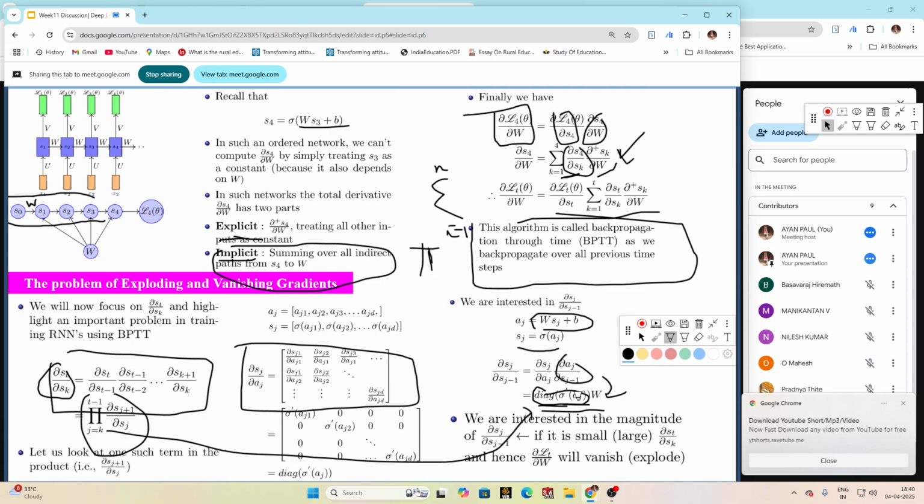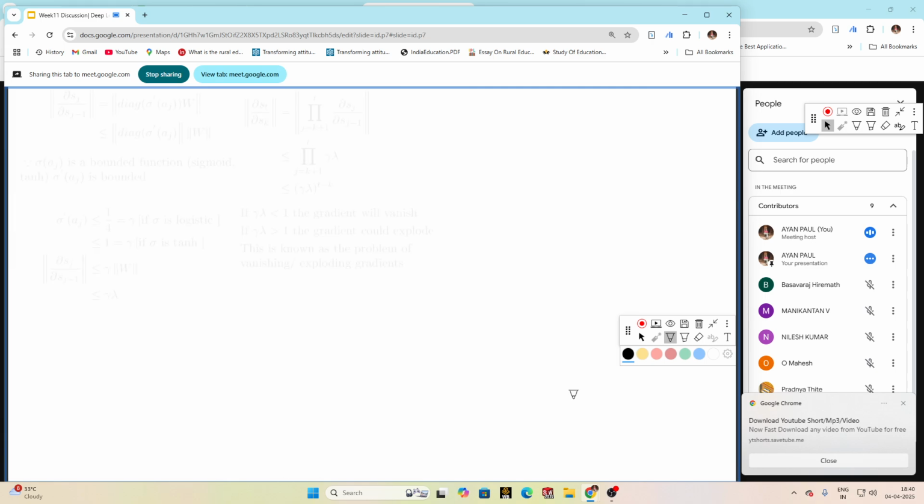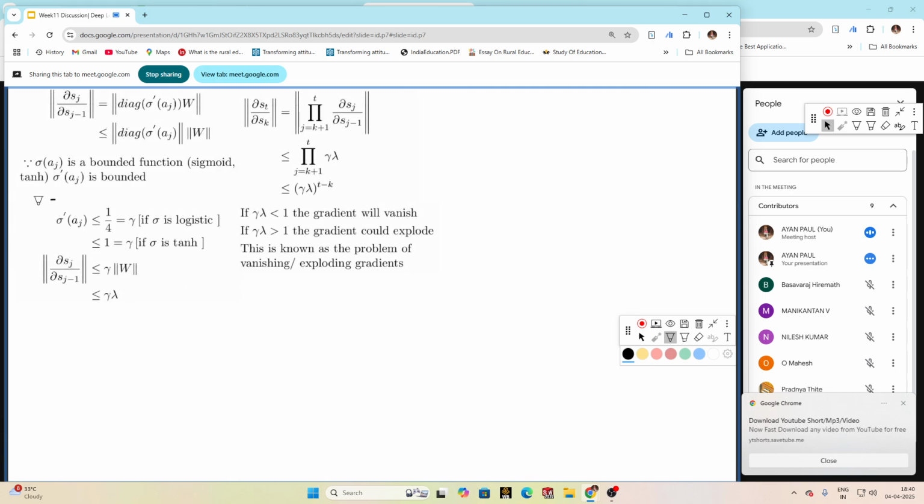Now, differentiation over whatever is coming to the function of whatever is coming to the state. The function we are using in this recurrent neural network is the sigmoid function. Now what is the value of the sigmoid function? What is the maximum value of differentiation of a sigmoid function? The maximum value of differentiation of a sigmoid function is 1 by 4.